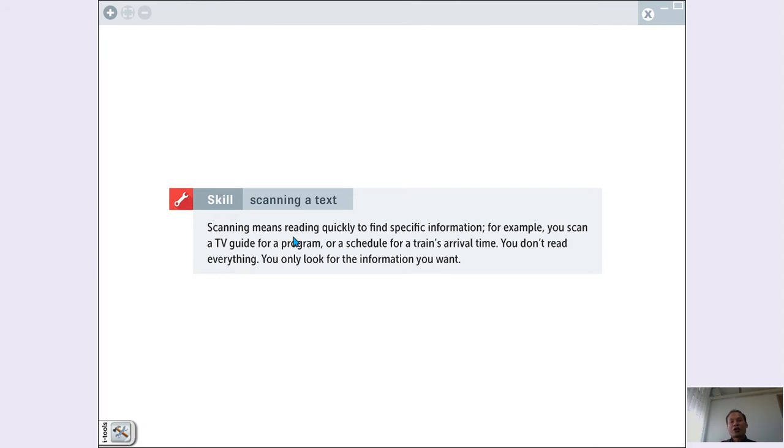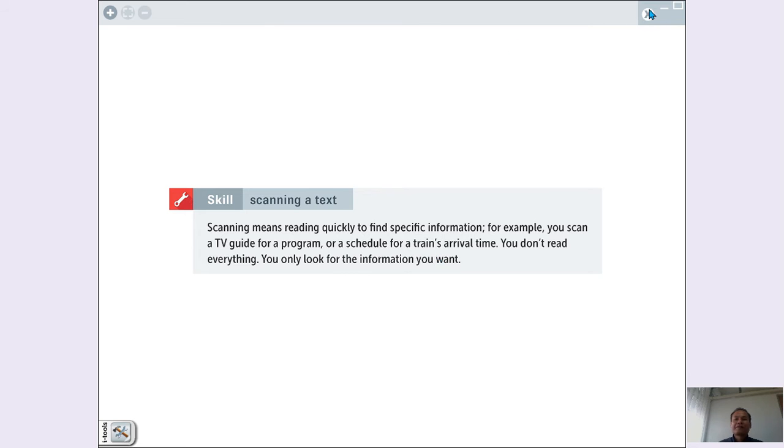Scanning means you read quickly. Remember, quickly. You have to read it quickly and find specific information. For example, when you scan a TV guide for a program or a schedule on a train arrival or at the airport, you know that you don't read everything. You read only some information that you think is really important to you. So we call this kind of reading technique the scanning technique.